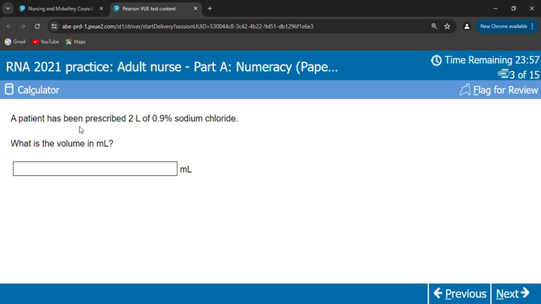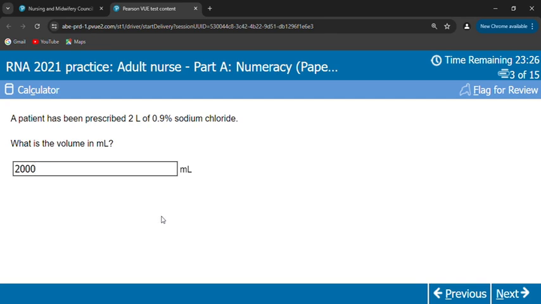A patient has been prescribed 2 liters of 0.9% sodium chloride. What is the volume in ml? You don't have to care about the 0.9%. You only have to care about the 2 liters. We all know that 1 liter is equal to 1000 ml, so 2 liters is equal to 2000 ml. That's it. You also need to understand these units. You can learn them on Google.